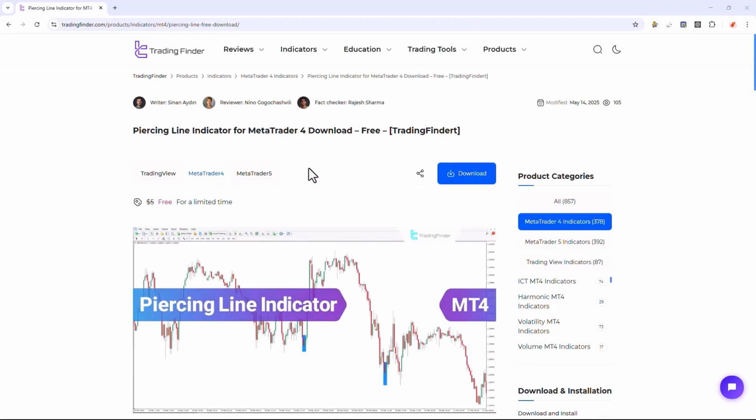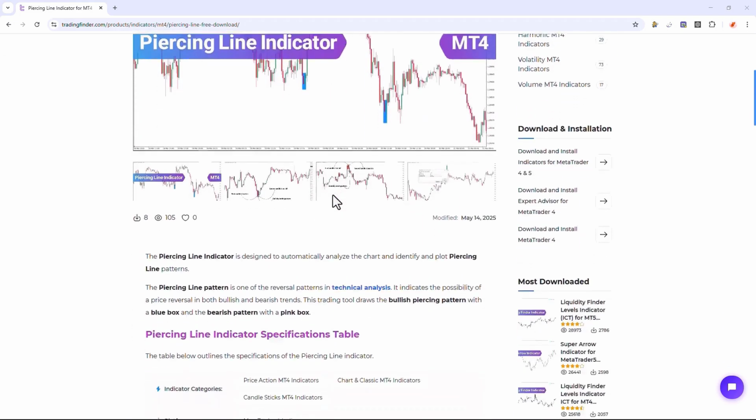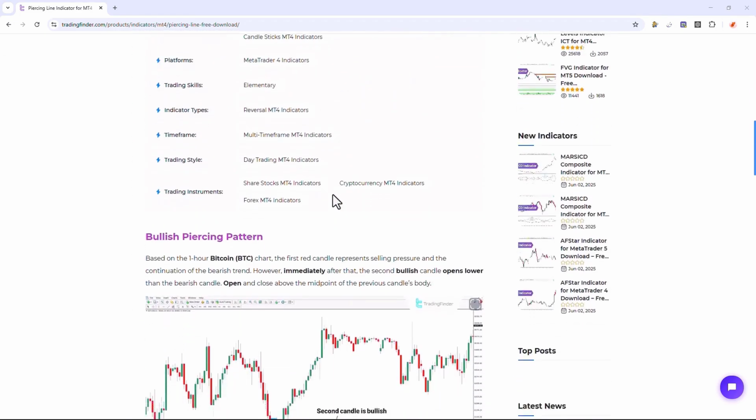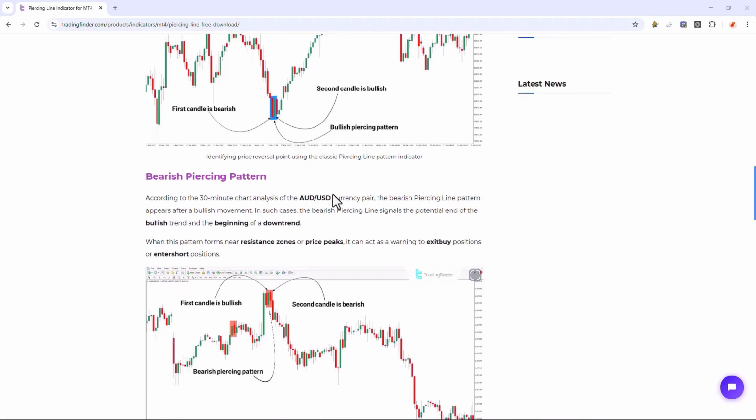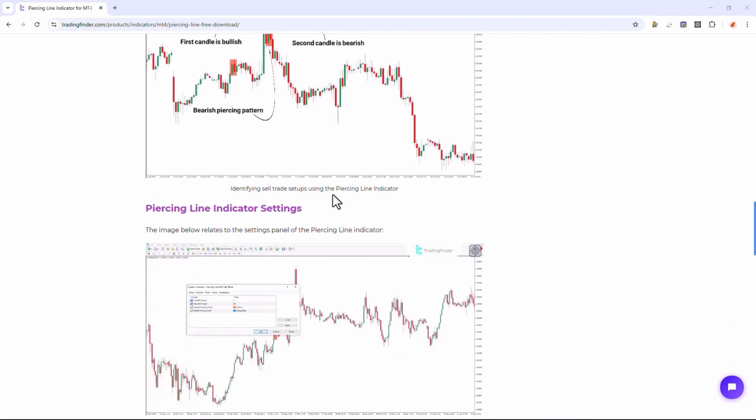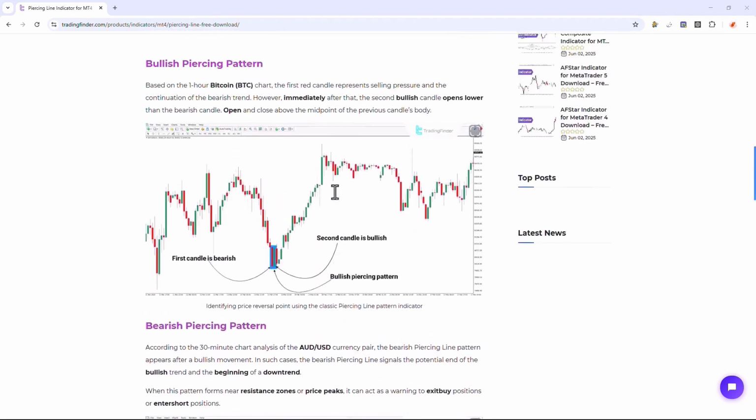The piercing line indicator is offered for various platforms on the TradingFinder website. From this section, you can download the indicator file for MetaTrader 4 and MetaTrader 5 platforms and run it on your chart. Additionally, traders can read this page to learn about the functionality and operation of the indicator.